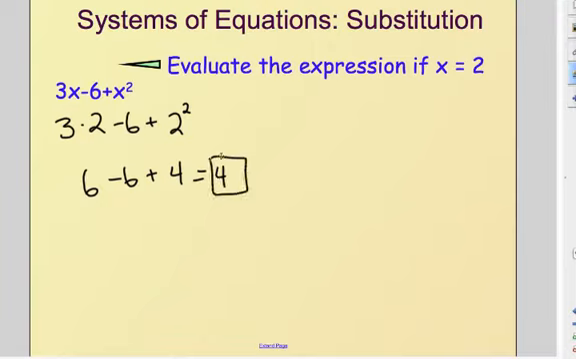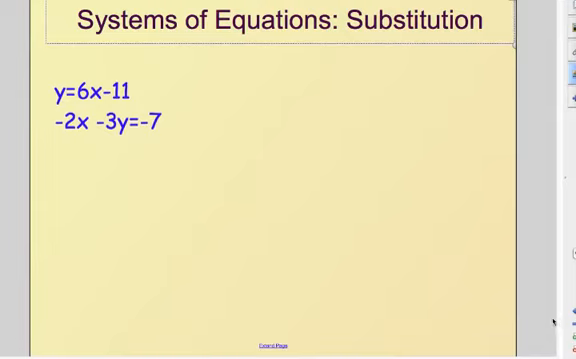Nice, simple, clean answer. That's always fun. So that's how you substitute a number in. If I want to substitute 2 in for x, that's what I would do. And it's similar to what we're going to do with systems of equations, but it's more complicated. So let's take a look at it.